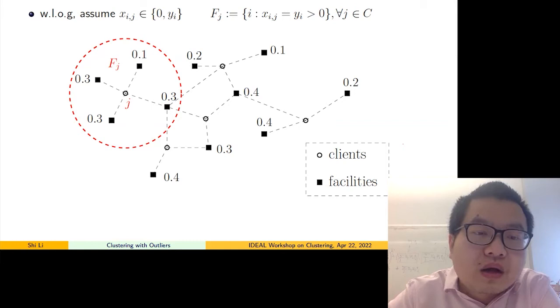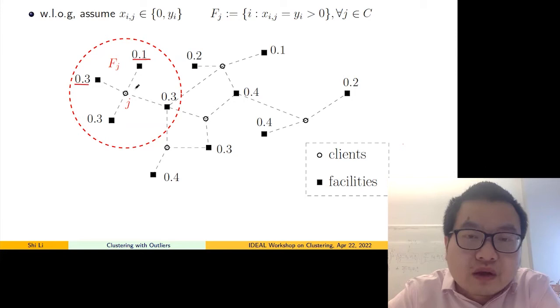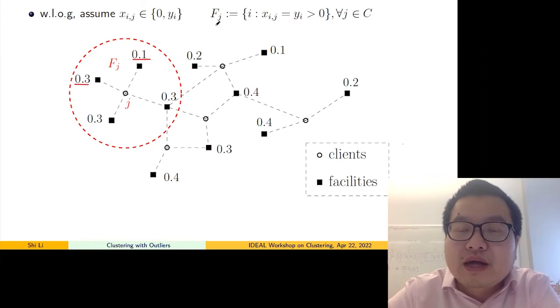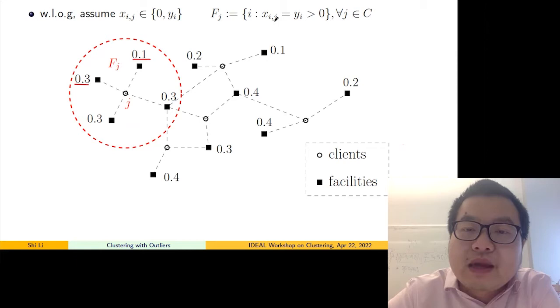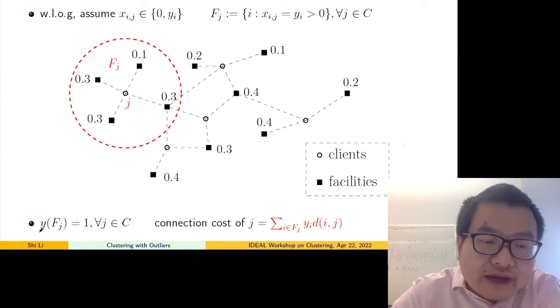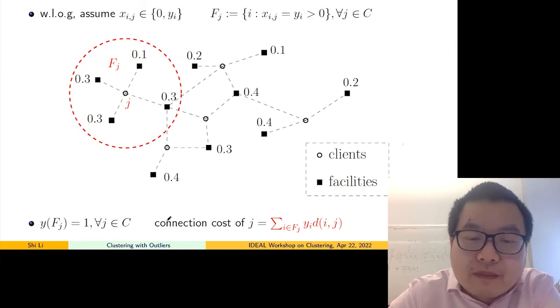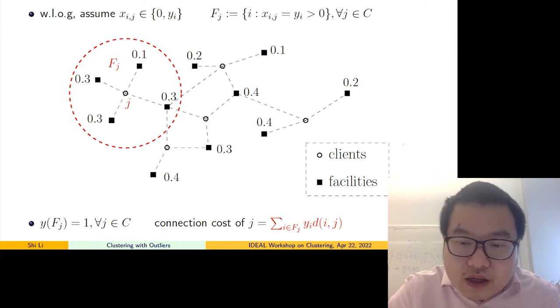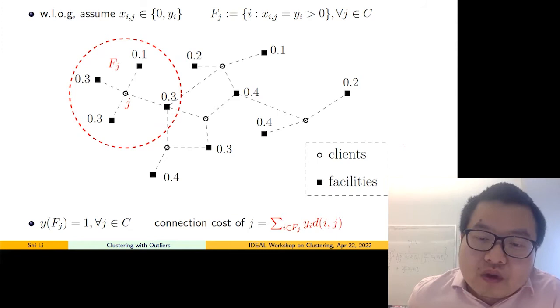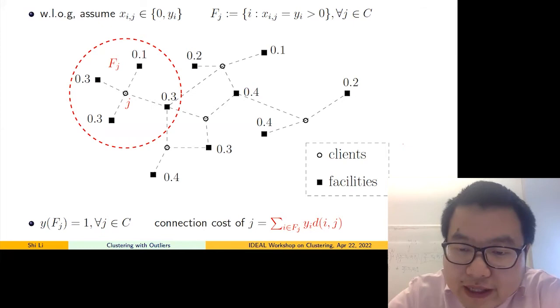Okay, so in this case, this is our j. The numbers are Y values, and j is connected to the four facilities, and the sum of their Y values is one. So this is what a fractional solution looks like. We call those facilities Fj, the set of facilities with Xij being Yi. Then in this solution, the sum of Y values in Fj is exactly one, and the connection cost of j in the LP is defined as the average distance from j to the facilities in Fj, where the average is with respect to the weights Yi.